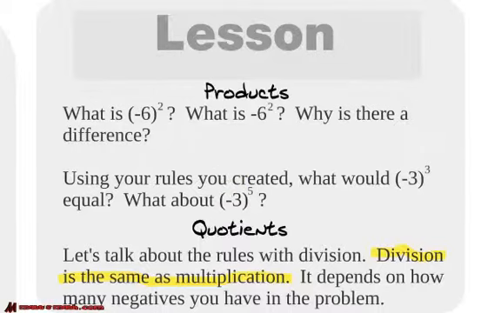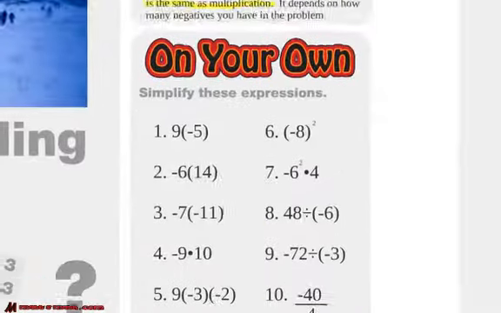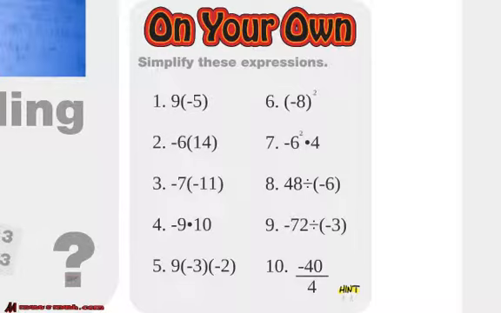Make sense? All right, well, let's talk about division. Super easy, same thing. Just depends on how many negatives you have in the problem, okay? 1 negative, answer is negative. 2 negatives, your answer is positive. 3 negatives, your answer is negative, and so forth. Why don't you try these guys? Simplify these expressions for me.